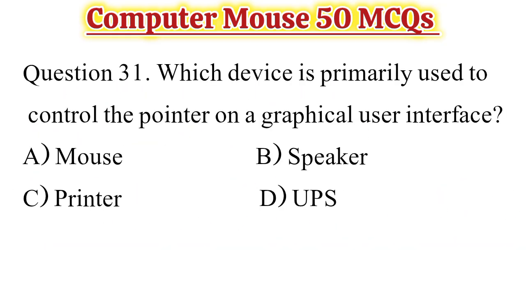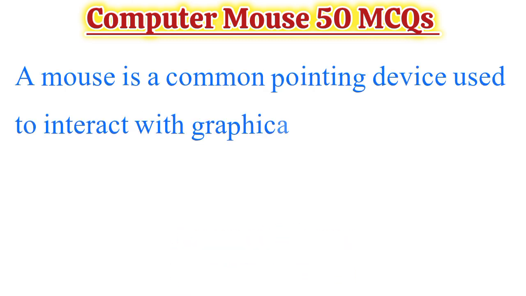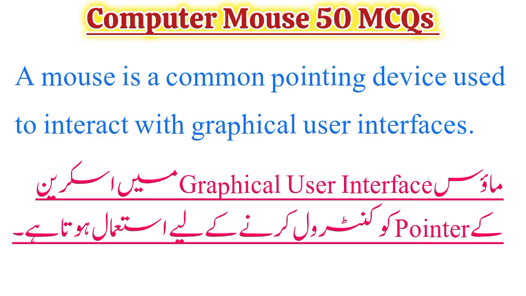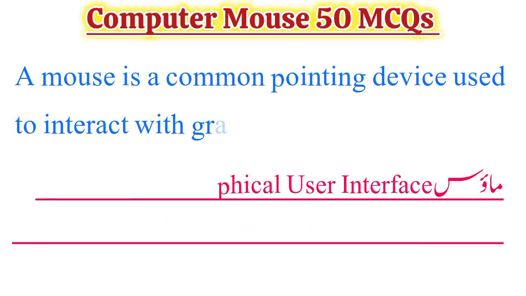31. Which device is primarily used to control the pointer on a graphical user interface? A. Mouse. B. Speaker. C. Printer. D. UPS. Answer: A. Mouse. A mouse is a common pointing device used to interact with graphical user interfaces.